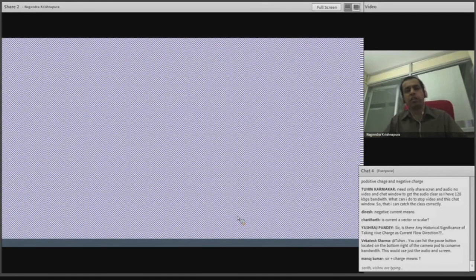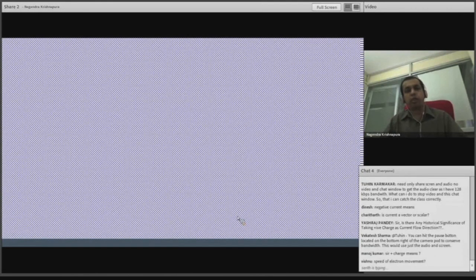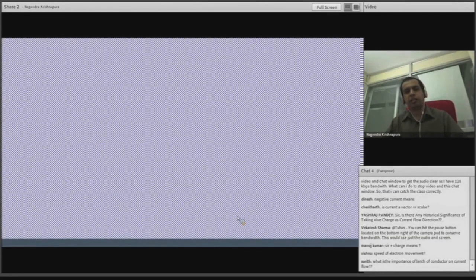Now let's move on to the other electrical quantity, which is the voltage or potential difference. Now, what is this? I think again, an analogy could be made with a gravitational field.